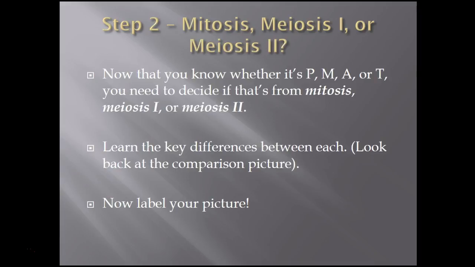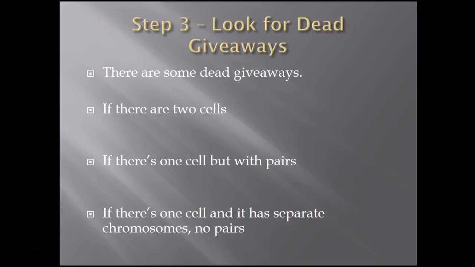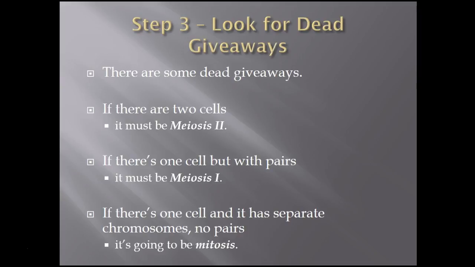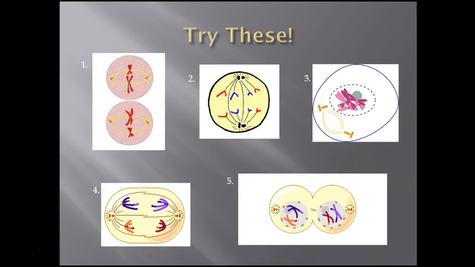Determining whether it's meiosis 1 or meiosis 2 is easy. In meiosis 2, you're going to see 2 cells, always. In meiosis 1, you're only going to see 1 cell. So, if you see 2 cells, it must be meiosis 2. If there's 1 cell that has pairs of chromosomes, you know it's not mitosis, it's meiosis 1. Okay? And if there's 1 cell and it has separate chromosomes and no pairs, it's going to be mitosis.